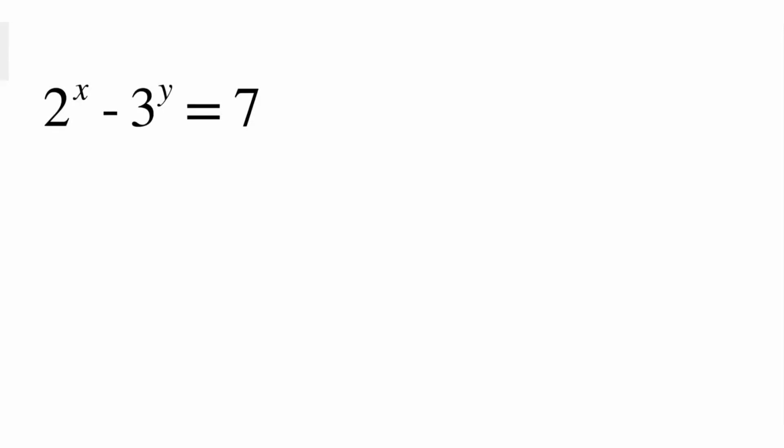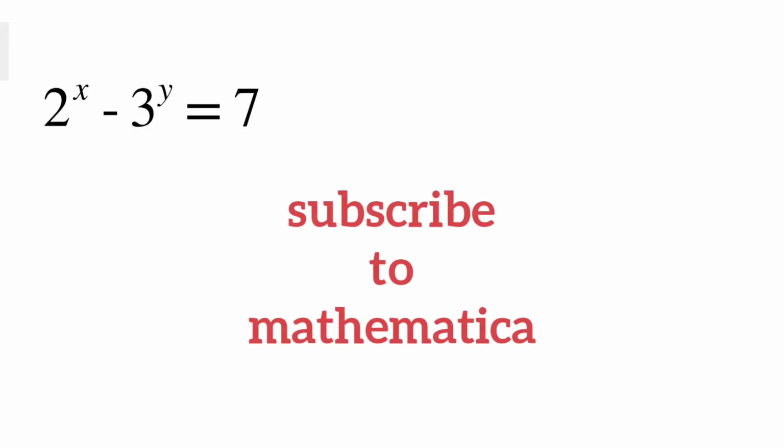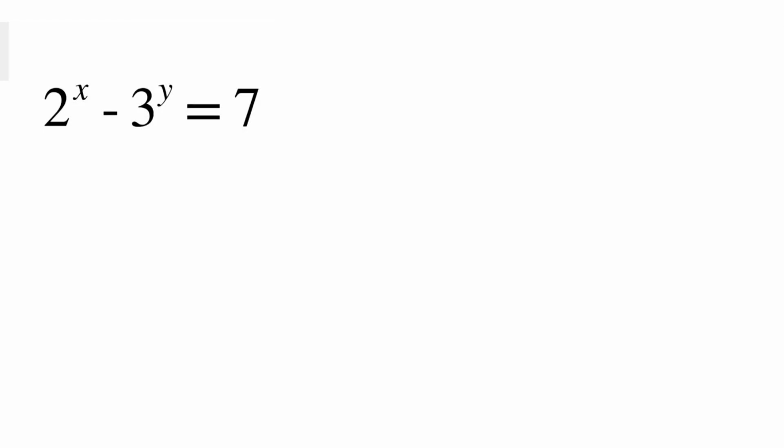Hello everyone. Today we are going to solve this Diophantine equation, which looks similar to Catalan's conjecture, and we are going to find x and y, which belong to integers and which produce the value of 7. So if you want to give it a try, pause the video and try yourself, otherwise keep watching.